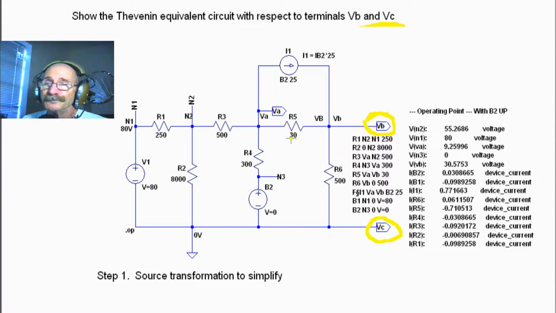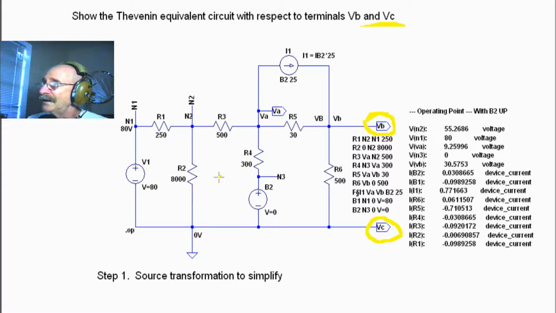Okay, so in this problem we're going to determine the Thevenin equivalent circuit between these two terminals. What we're going to have to do is a series of source transformations, and then some analysis, and then we'll use the Thevenin algorithm to determine what the Thevenin equivalent circuit is. The first step in this is to do a source transformation.